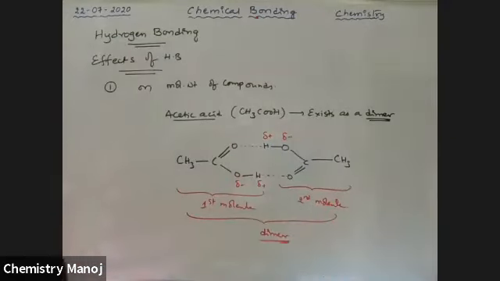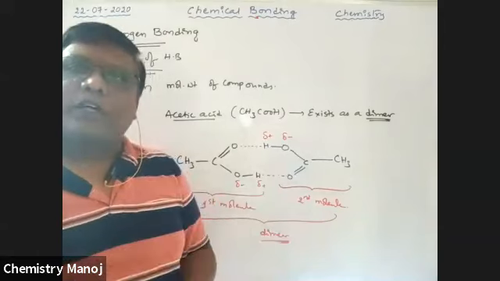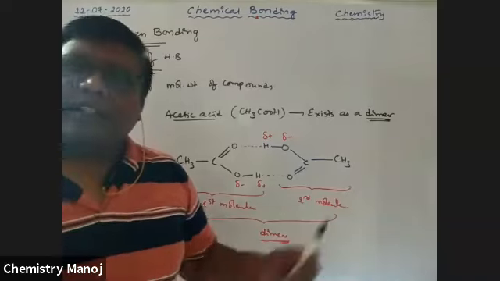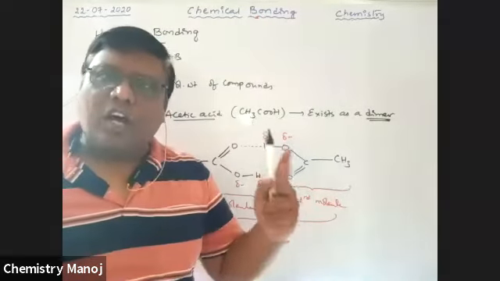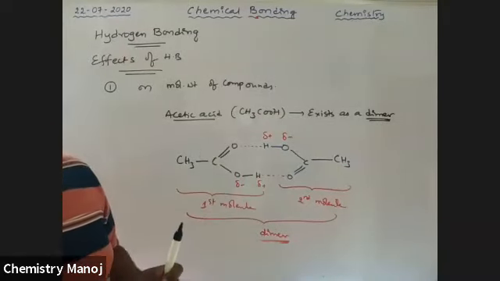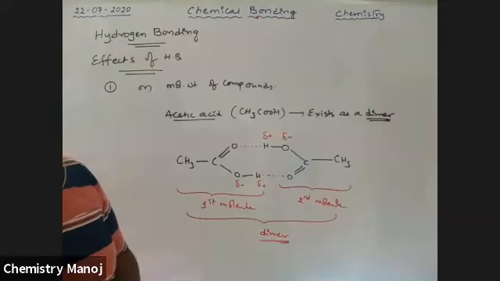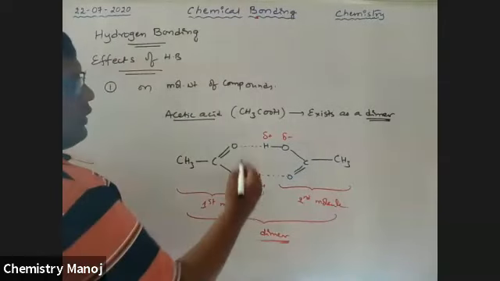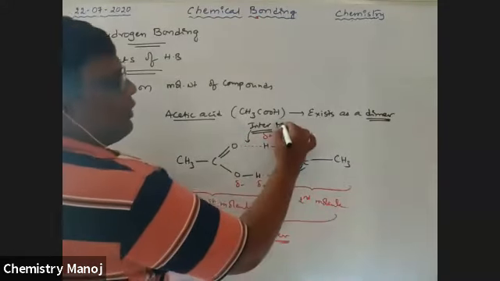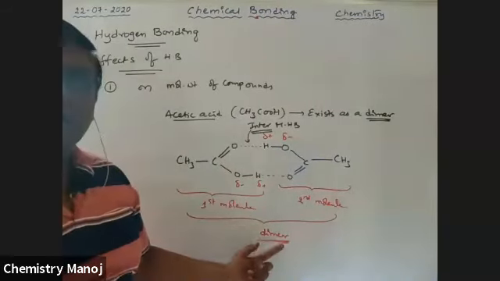Why does acetic acid exist as a dimer? Because of hydrogen bonding. It is one molecule, and it is another molecule. Between two molecules, there is a hydrogen bond. What type of hydrogen bond? Is this intermolecular or intramolecular? One, yes, between the molecules. Between the two molecules, there is a hydrogen bond. Intermolecular, not intra. So because of intermolecular hydrogen bonding, acetic acid exists as a dimer.